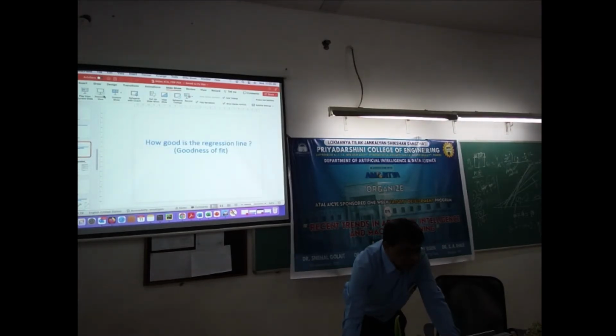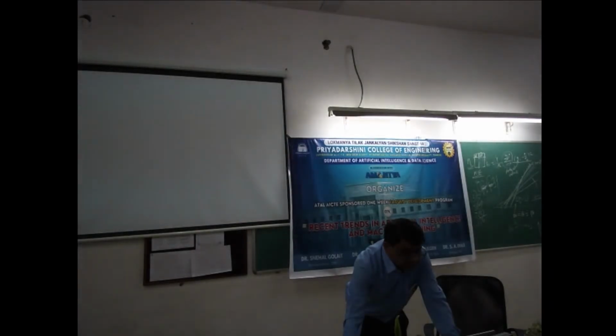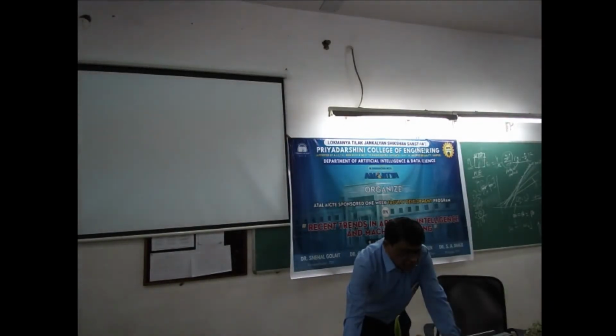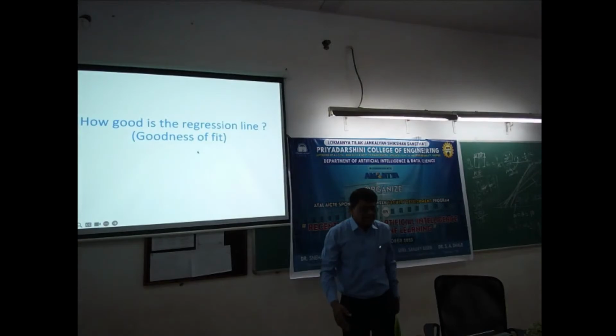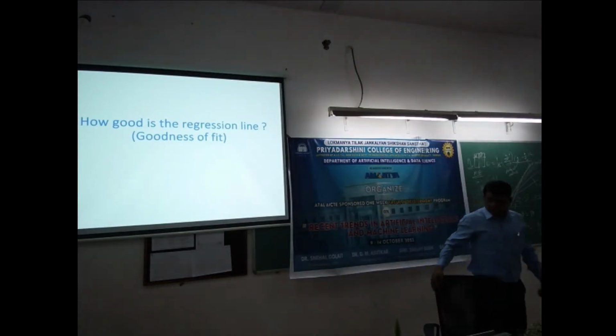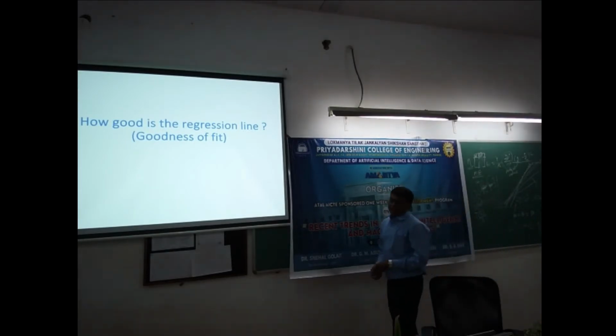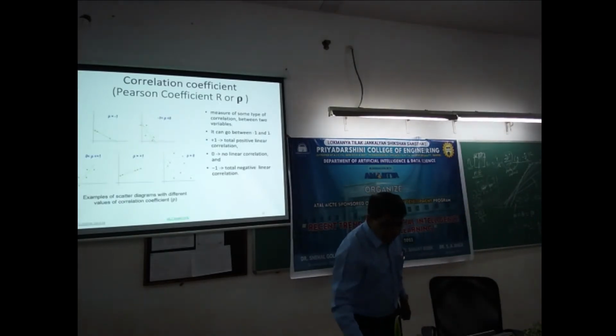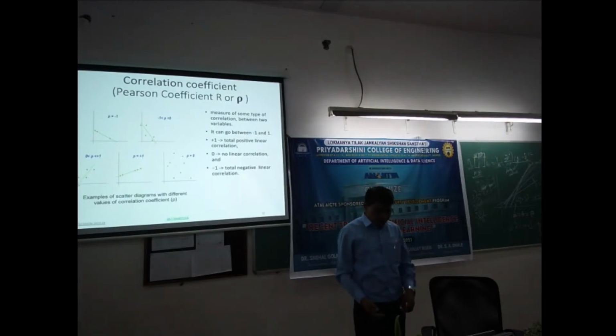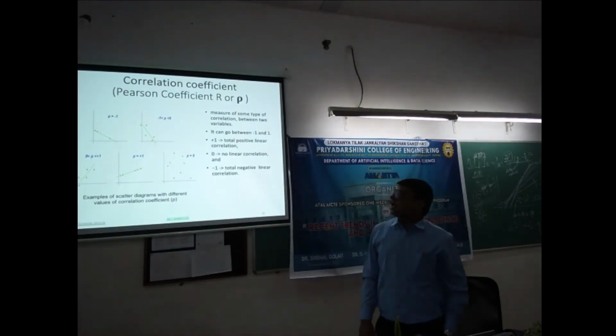Now I will tell you something about measure of fit. So you have got some best line. Now how good is that line? How good is the regression line? That is goodness of fit. There is one metric for measuring this, and that metric is called the correlation coefficient, or Pearson coefficient, R or P.